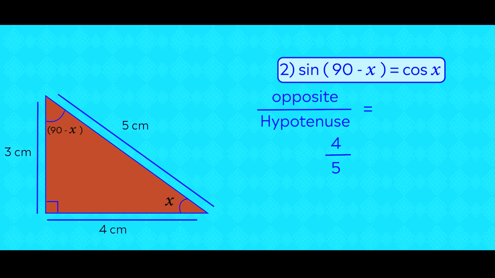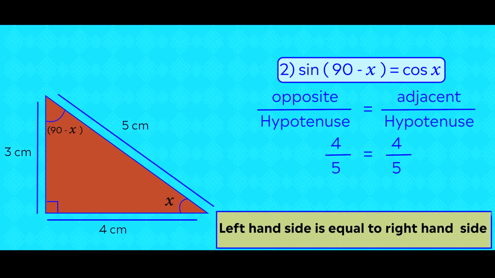Let's move to the right-hand side of the equation, that is cos of x. The formula for cos of x is given by adjacent divided by hypotenuse. With reference to angle x, the adjacent side length is 4 centimeter and the hypotenuse is 5 centimeter. So upon substitution in the cos ratio, we get 4 over 5 in the right-hand side as well. Therefore, left-hand side and right-hand side of this equation are equal, that is 4 over 5. Hence, this relation is also proved.